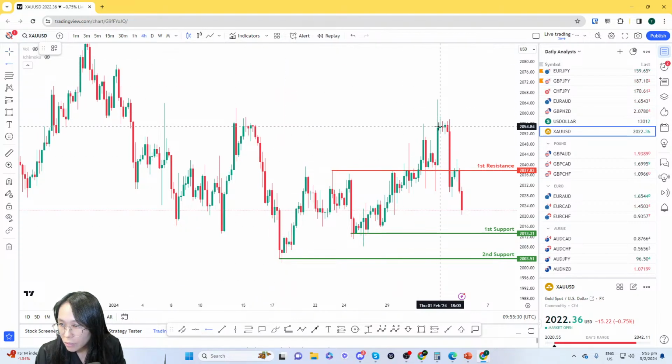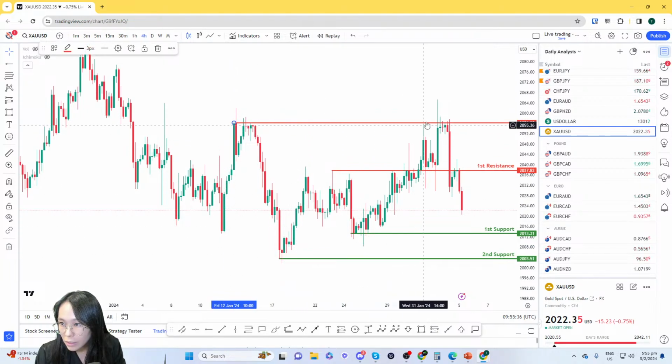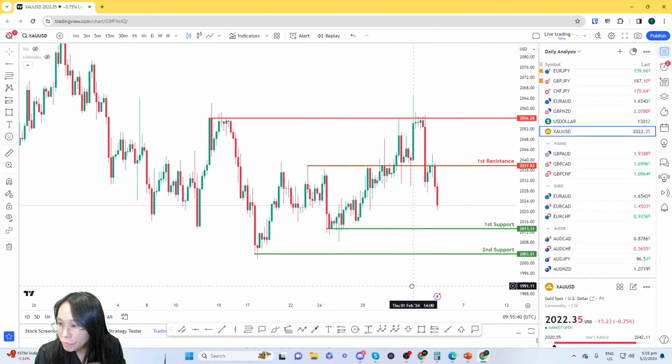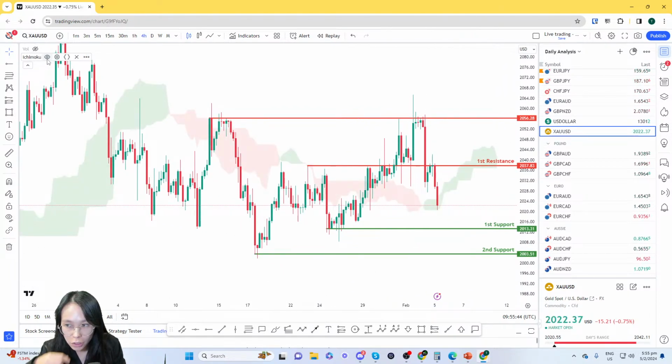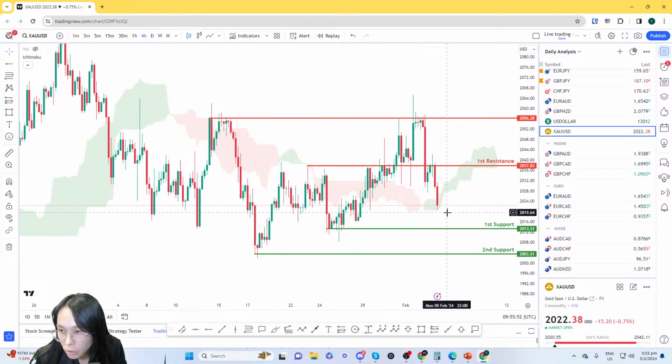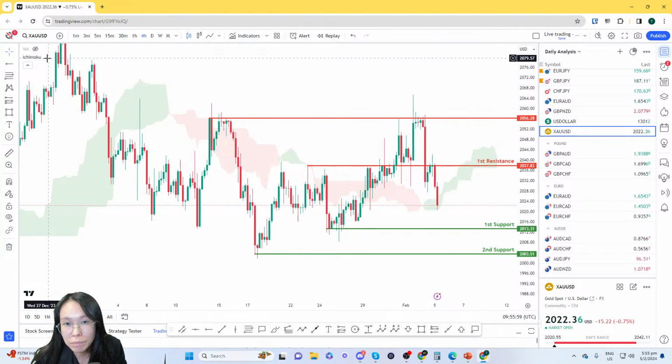My second resistance will be this swing high, and I can connect them together. It does look like a nice double top pattern. So for gold, it was bullish, but now it is moving down into the Ichimoku cloud. It looks like it will be coming to the bottom of the Ichimoku cloud soon.